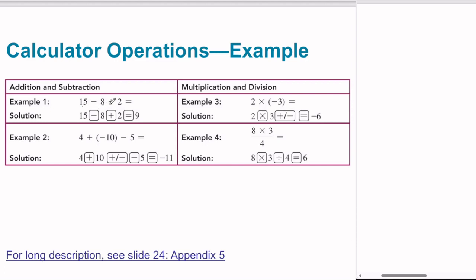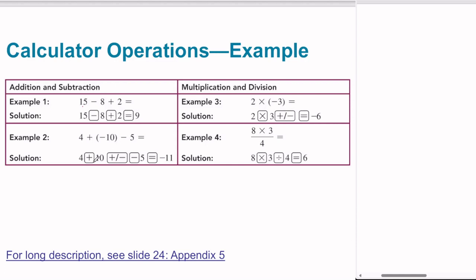15 minus 8 plus 2 equals what? So here's how we put it in. 15, and then we hit the negative sign, and then the 8, then plus, then 2, then equals, and our answer is 9.